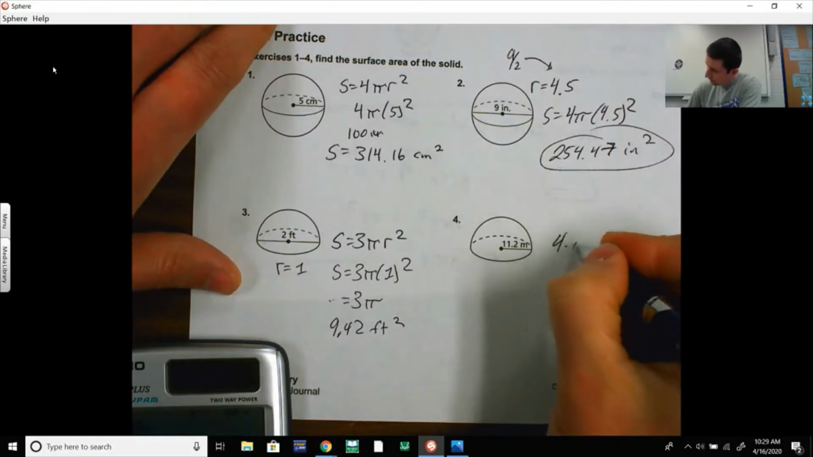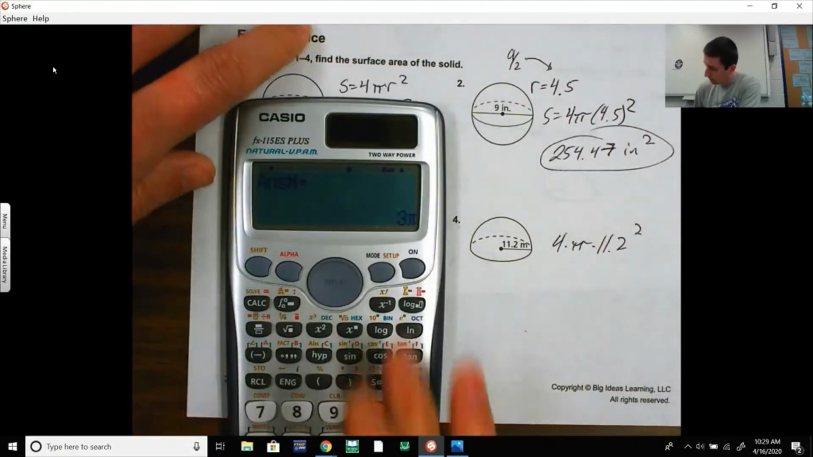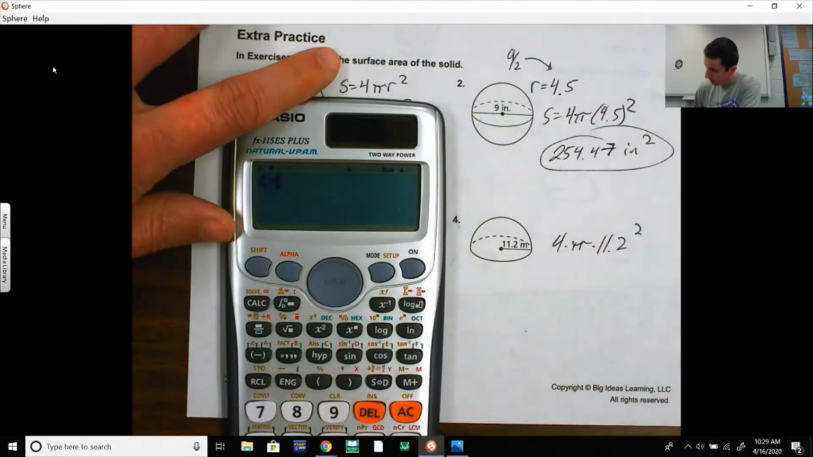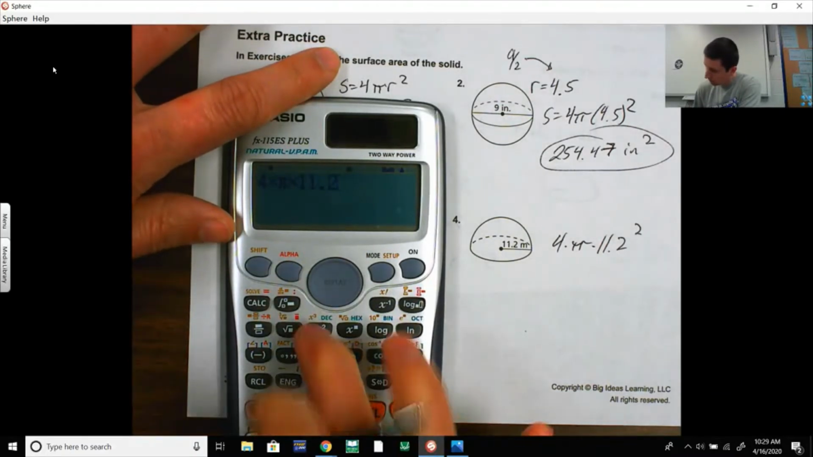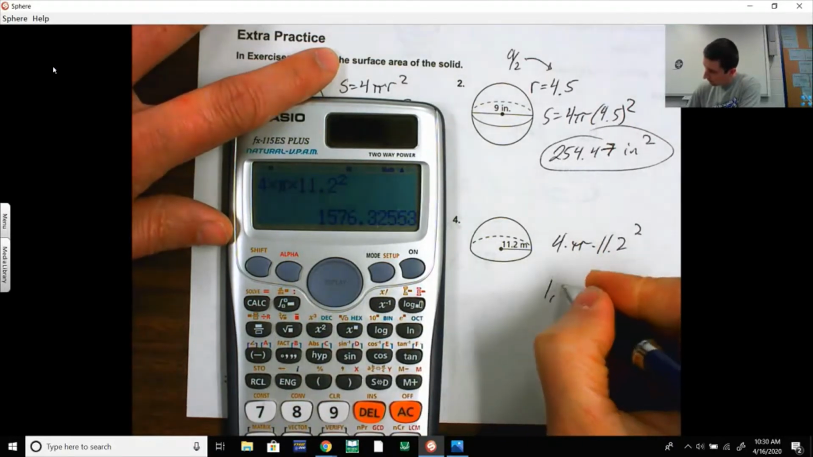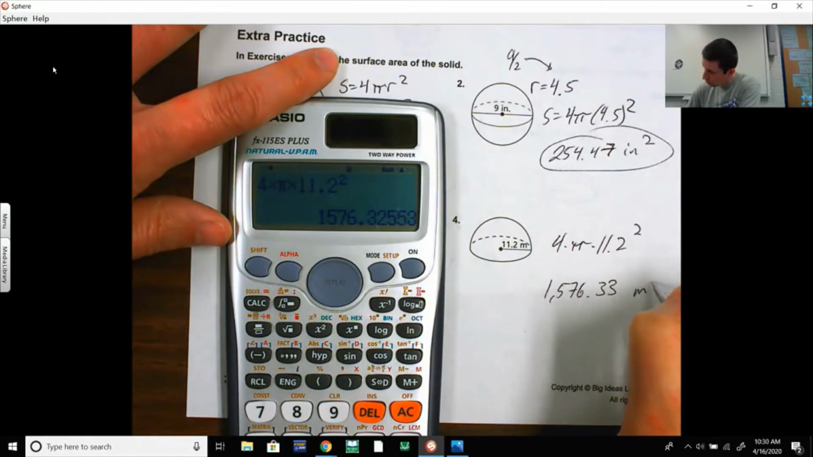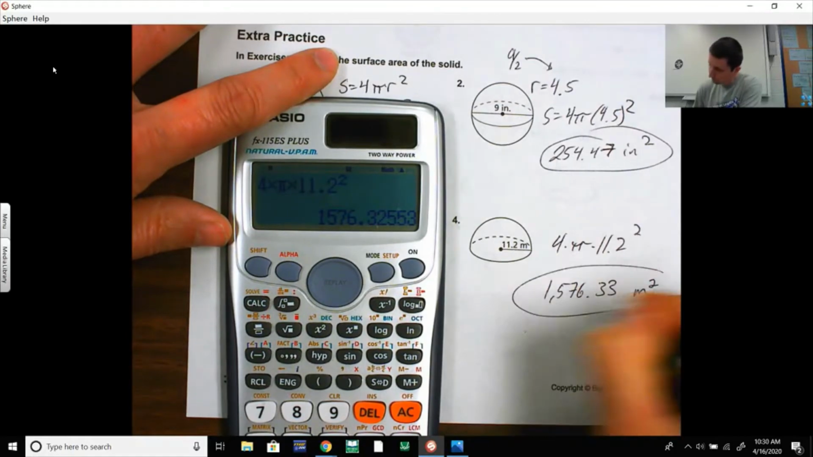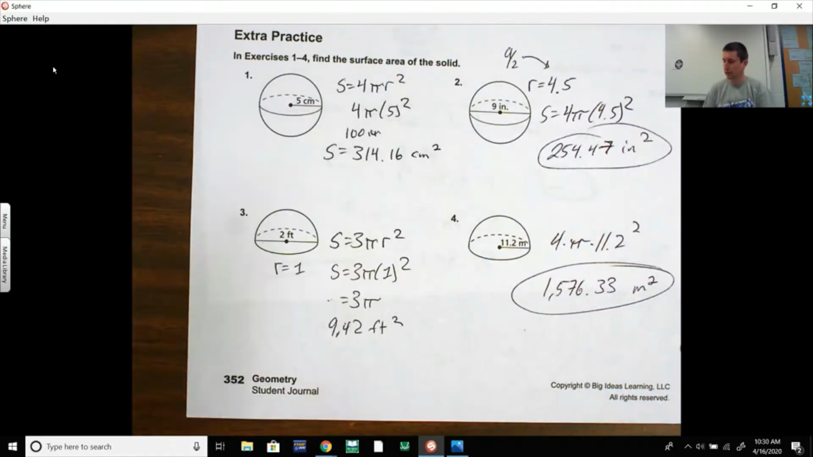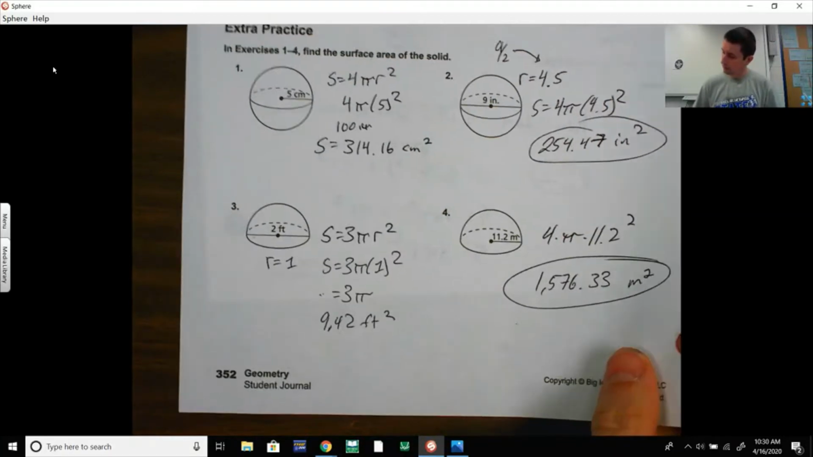Here, 4 times pi times 11.2 squared. So we got 4 times pi times 11.2 squared, and 1,576.33 square meters, surface area. Ooh, that's big. Not as big as the Earth, though. So what is the surface area of the Earth? Once you figure that out, let me know. Text me or email me.